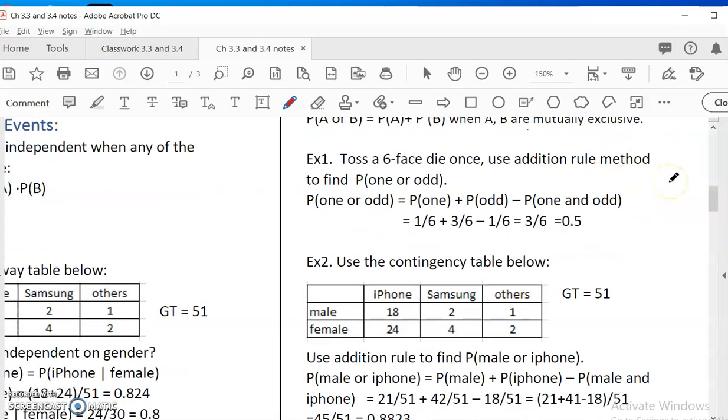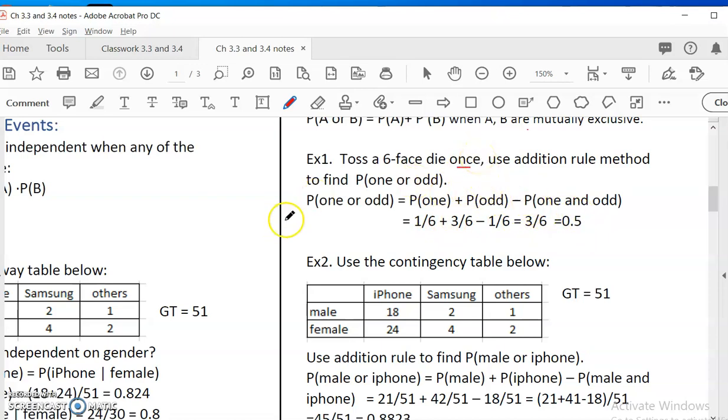Okay, so for example, I want to toss a fair six-faced die once and use the addition rule to find the probability of a 1 or odd. So 1 or odd are actually not mutually exclusive. They do happen together. So I take the probability of 1, which is easy to find, 1/6. Probability of odd is 3/6. But when 1 and odd happen together, there is only one chance, because 1 is one of the odds. So that would be 1/6. So you do 4/6 minus 1/6, which is 0.5. So this is one way of doing it, by the addition rule.